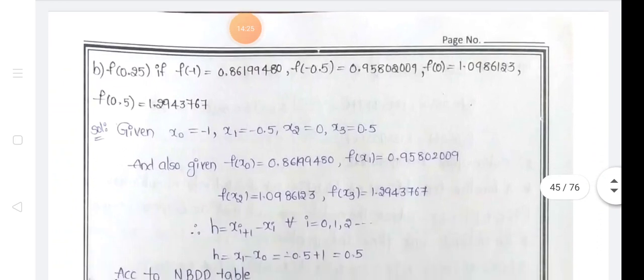Next, f of minus 1 is equal to 0.8619948. f of minus 0.5 equals 0.958020009. f of 0 is equal to 1.0986123. f of 0.5 equals 1.2943767. Given x0 equals minus 1, x1 equals minus 0.5, x2 equals 0, x3 equals 0.5.